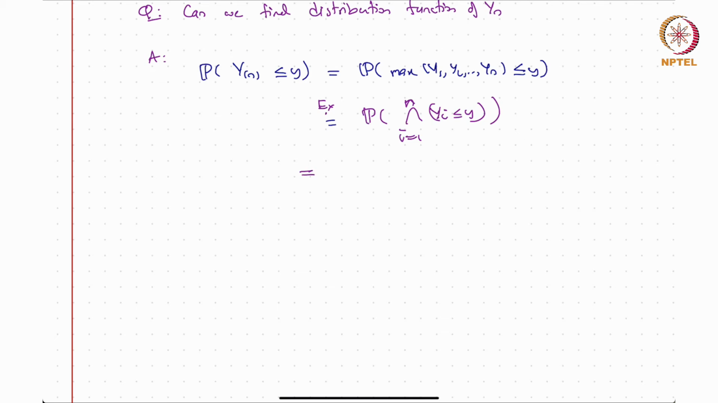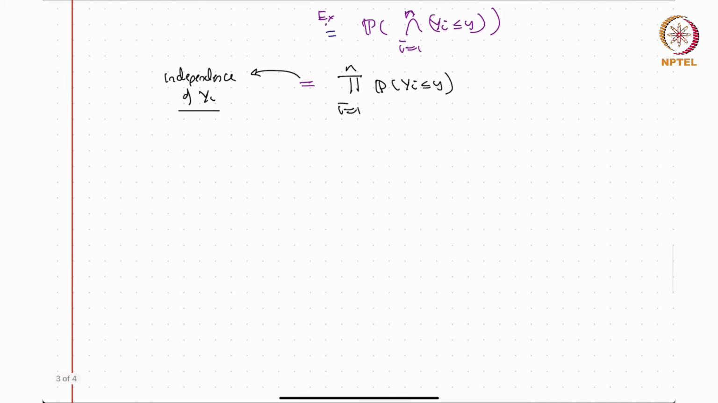But now you can use independence of the yi's, they're all IID. Using independence, this is equal to the product over i equal to 1 to n of the probability of yi less than or equal to y, because these events are independent and so you can write the product of the probabilities. But now each of them is the same, so it's the probability of y less than or equal to y, the whole power n.